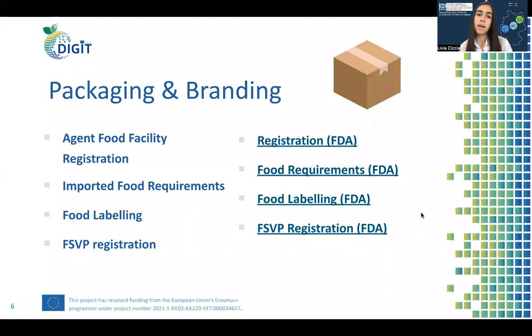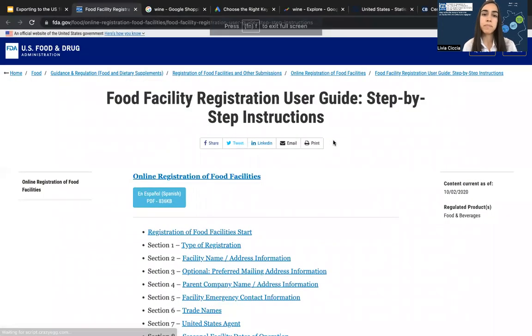Packaging and branding. This is quite an important topic when exporting, because especially to the US, there are specific regulations that all imported products have to go through. And the first one is the Food Facility Registration. And this is possible through the FDA website, which is the Food and Drug Administration. This is the agency of the US government that regulates all the food produced in the US, but also imported foods.